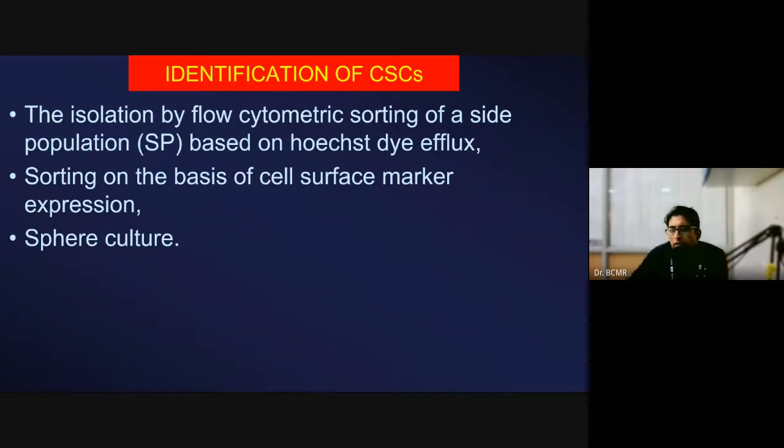So how to identify cancer stem cells? If we have sorted, first of all, in the previous one, we also used CD44. I think it was given. I didn't discuss it, but we will discuss it later on. Sorting.